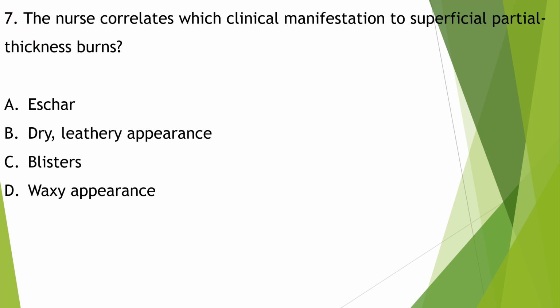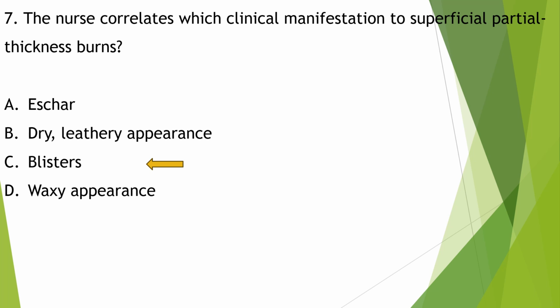Superficial partial thickness burns often have wet, weeping blisters and are pink in color. Deep partial thickness burns appear waxy and do not have the characteristic weeping blisters that are seen in superficial partial thickness burn injuries.